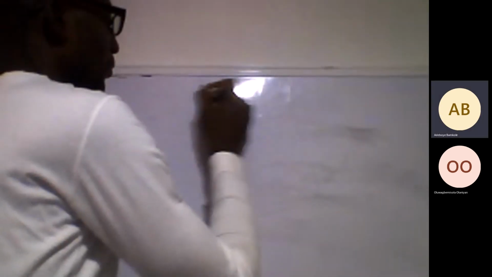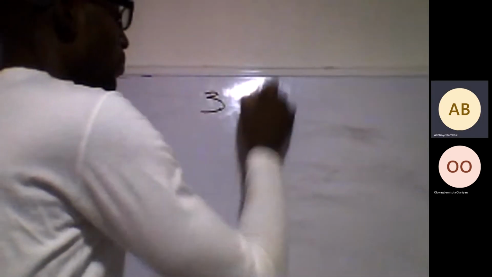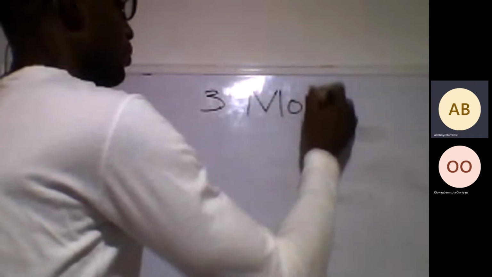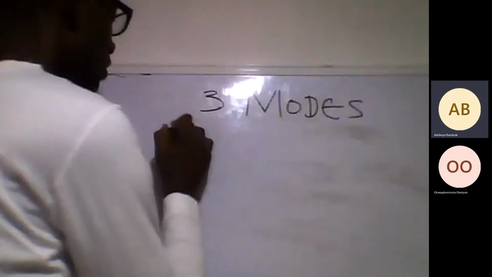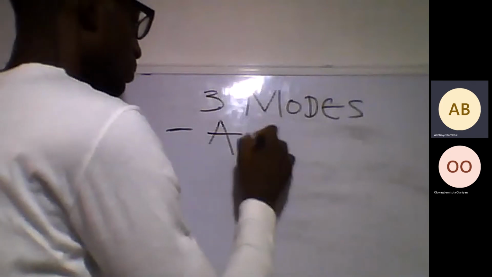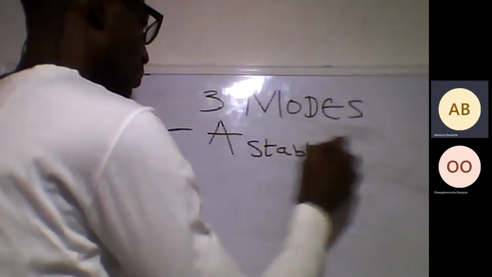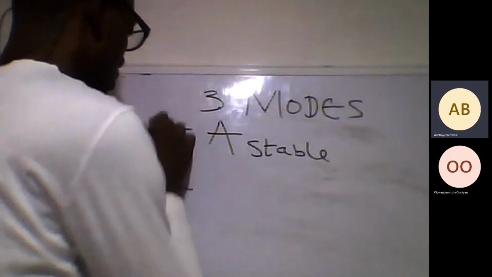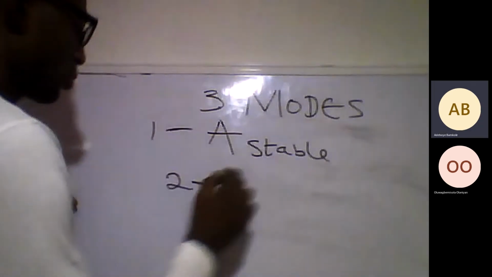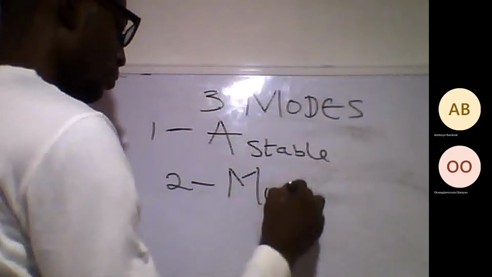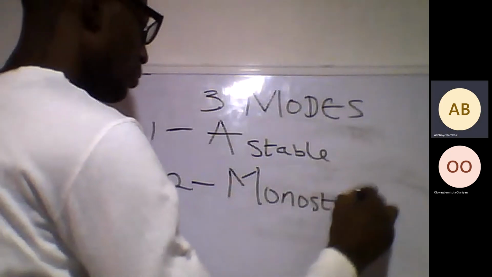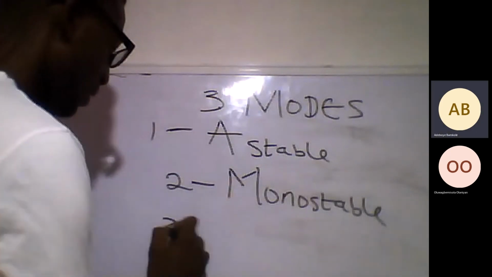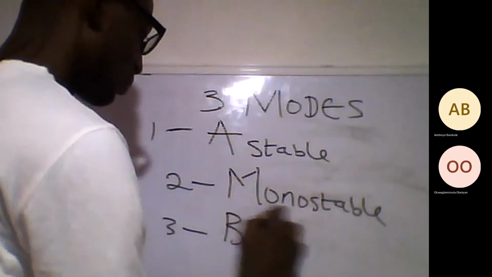Okay. Basically, the 555 timer can function in 3 modes. One is astable, two is monostable, and then three is bistable.